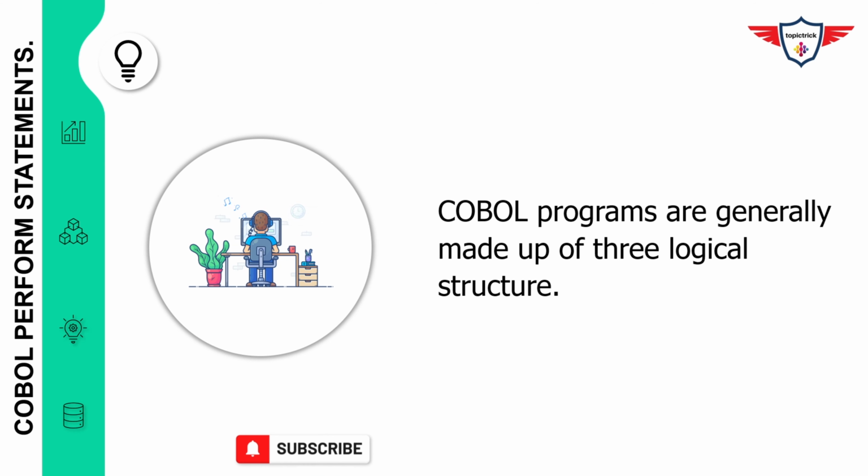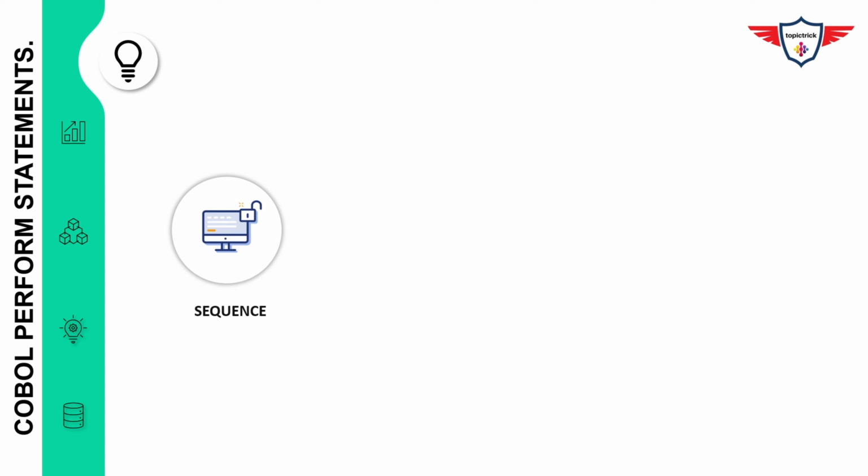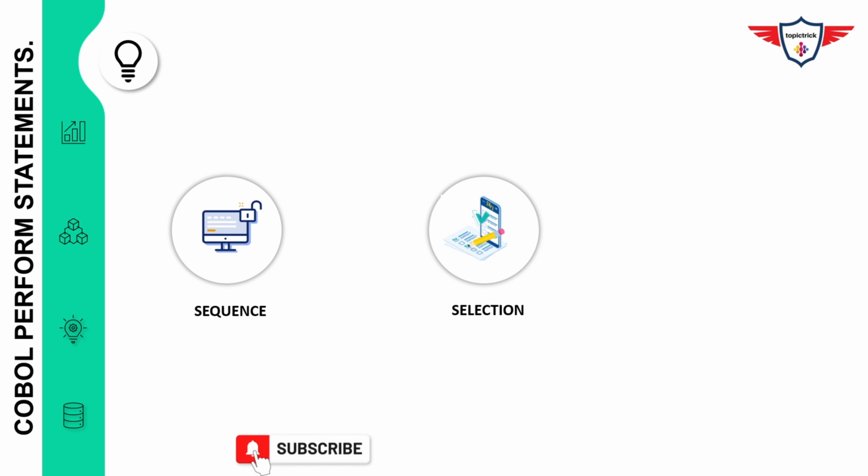COBOL programs are generally made up of three logical structures. First one is sequence, second one is selection, and third one is iteration. A sequence structure basically includes one or more functions that are executed in a specific sequence. For example, you have a couple of paragraphs that need to be executed one by one. So you can use the perform statement to execute that piece of logic which is there in different paragraphs.